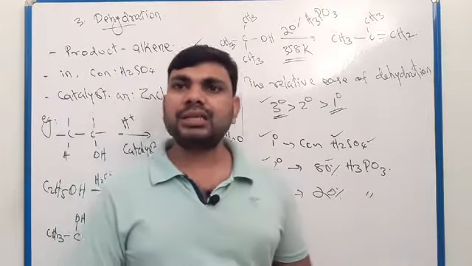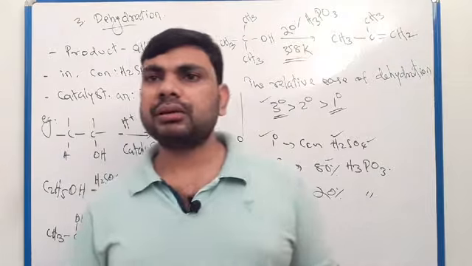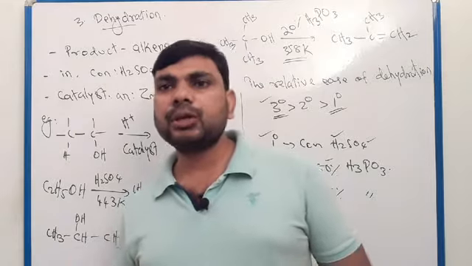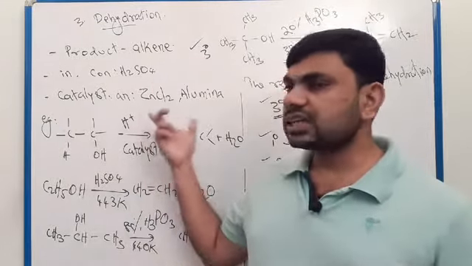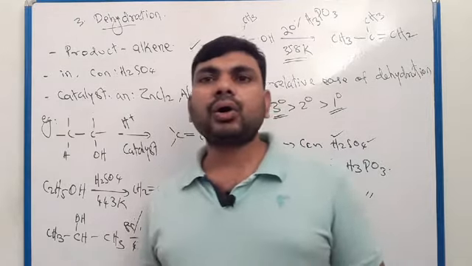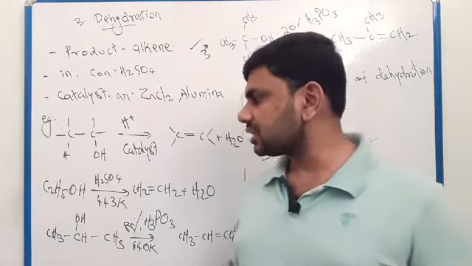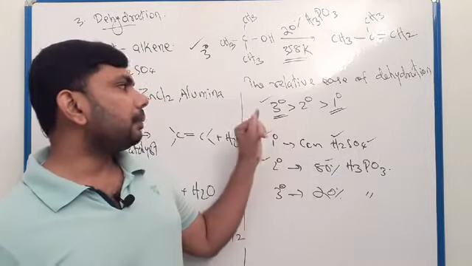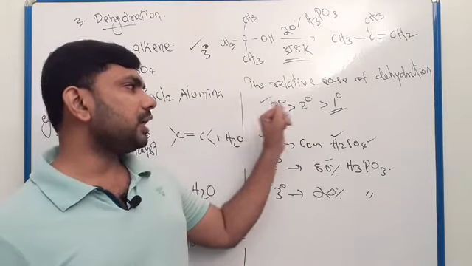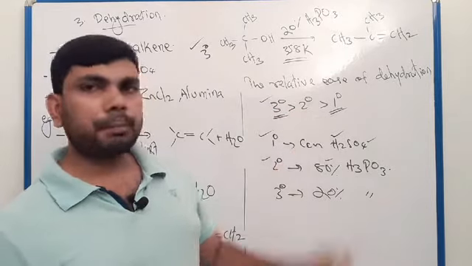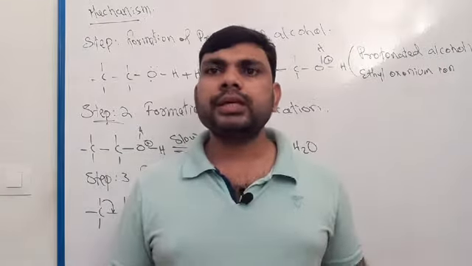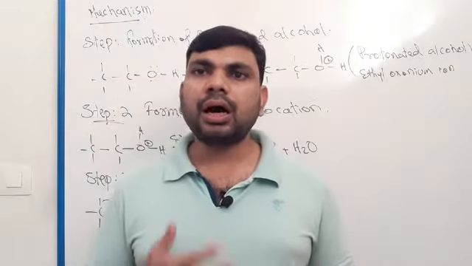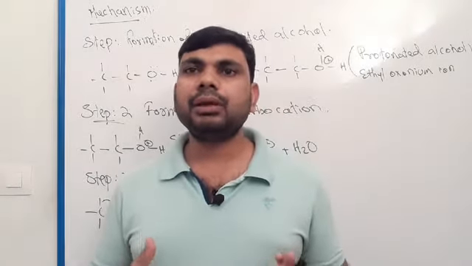Clear? So here we discussed dehydration. Dehydration takes place in presence of concentrated sulfuric acid or H3PO3, phosphorus acid, and the catalyst is anhydrous zinc chloride or anhydrous alumina. Okay, and this is the order of dehydration: tertiary alcohol is easy to dehydrate, then secondary, then primary. So we discussed dehydration of alcohol. After dehydration of alcohol, alkene will be the product.